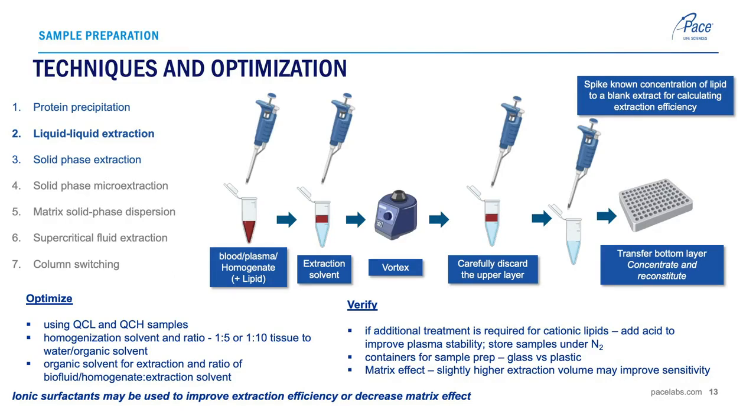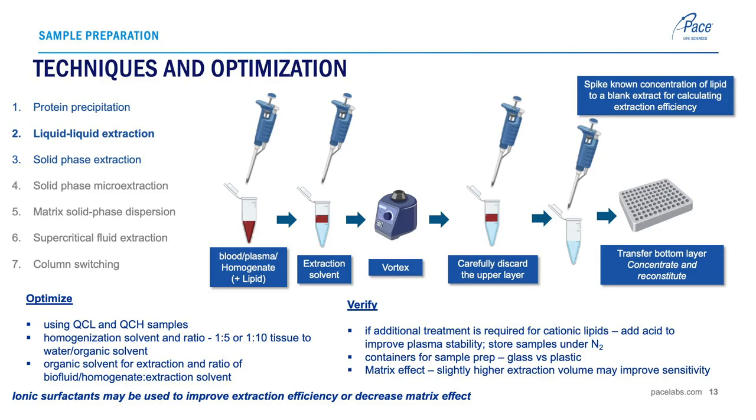Liquid-liquid extraction is similar to plasma precipitation, except the solvent used for extraction is usually immiscible with the biofluid or the homogenate. Spike in a known amount of lipid at low and high levels, as discussed previously, into the biofluid or homogenate. Add an immiscible solvent, such as chloroform or ethyl acetate. Phase separation is dependent on the solvent density. In case of chloroform, the bottom layer will be of interest, as shown in the figure. Perform extraction by vortexing for 10 minutes. Carefully discard the upper layer and transfer the bottom layer into the well plate.